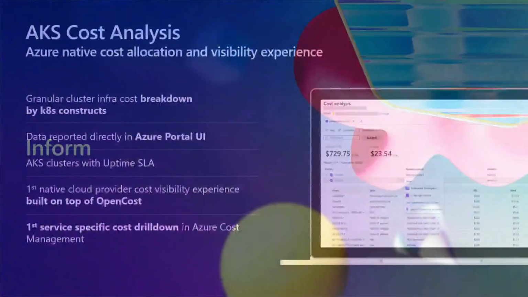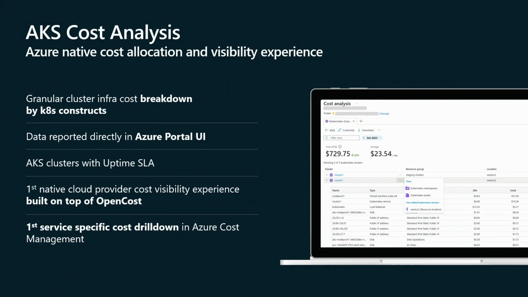So from an informing perspective, we have AKS cost analysis, which is an add-on that integrates with Azure Cost Management and allows you to have the cost for pods, namespaces, apply cross-charging, and have all the visibility that you might need. This is also built on open source, OpenCost kind of standards, and you can export this to other tools as well and integrate with other tools like KubeCost and more.